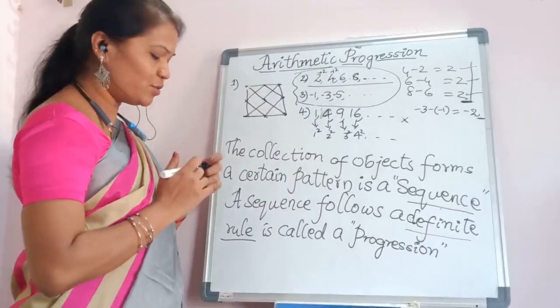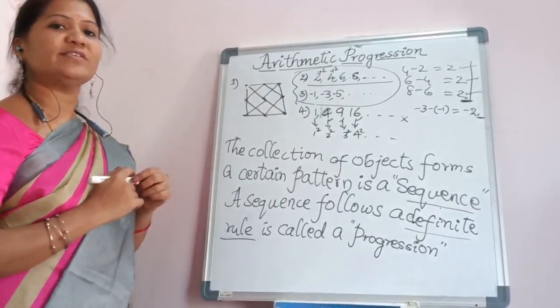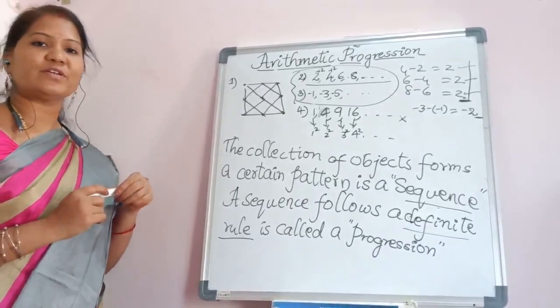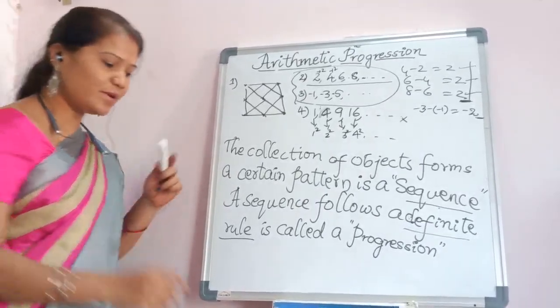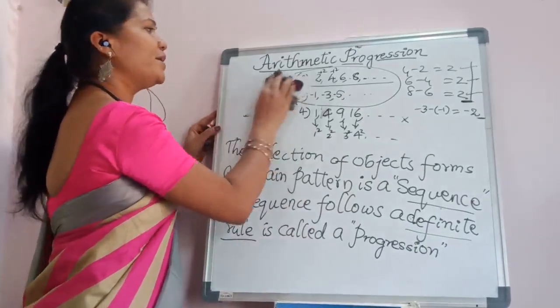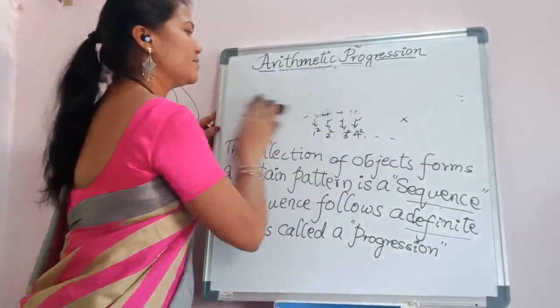Let us go into the general representation of the terminology involved in this arithmetic progression by taking a simple example. So here, what is the example I am taking?